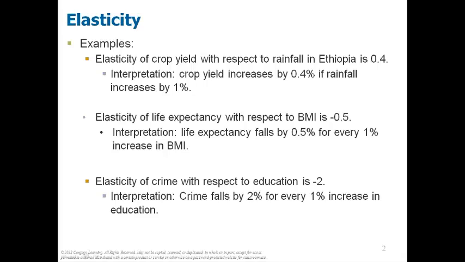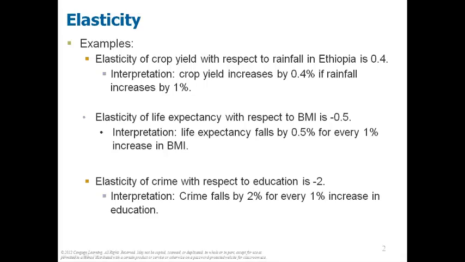down, and vice versa. So the interpretation here is that life expectancy falls by 0.5% for every percentage increase in your BMI. So if your life expectancy, well, it's going to be a little less than 100 years, but let's just say 100. If your BMI goes up by 1%, that means that your life expectancy is going to fall by 6 months.